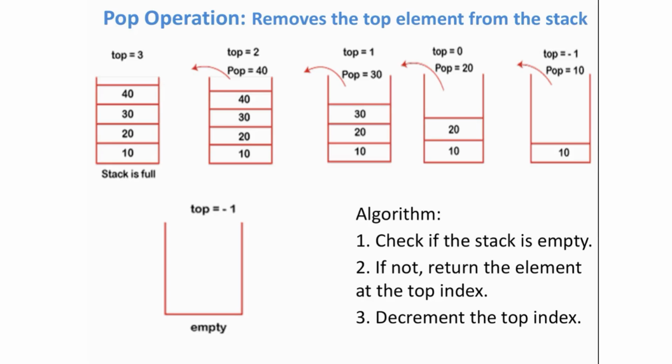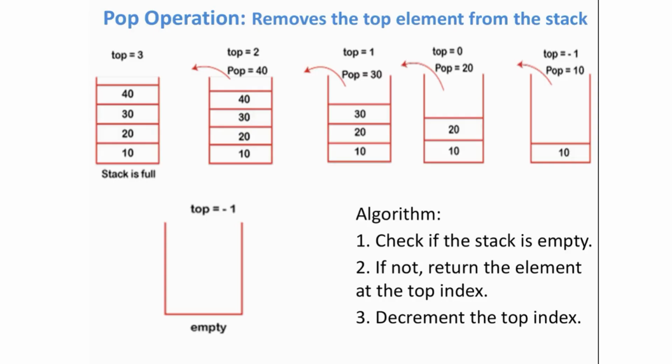As shown in figure, pop operation removes the top element from the stack. Current condition of stack consists of 10, 20, 30 and 40 and the value of top is equal to 3. So this figure shows that stack is full. Now perform pop operation. The topmost element which is at position 3 is removed from the stack. Then next again perform pop operation. Again top will get decremented. So once your top becomes -1, it means that your stack is empty.